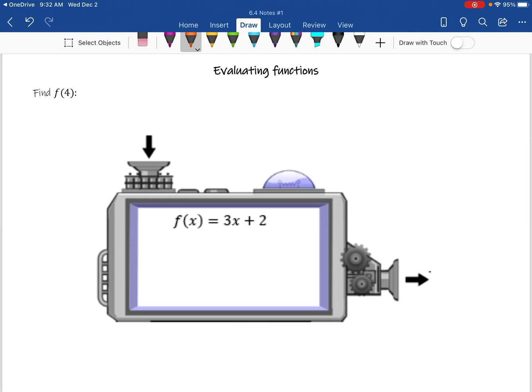Okay, so now we're going to look at a more specific example where we're going to evaluate. And this is what our lesson is about today. We're evaluating using function notation. So if we want to find f of 4, you'll notice that 4 is replacing the x. So if we look here, we see f of x, and up here we're told to find f of 4. So what this means is substitute 4 in for x.